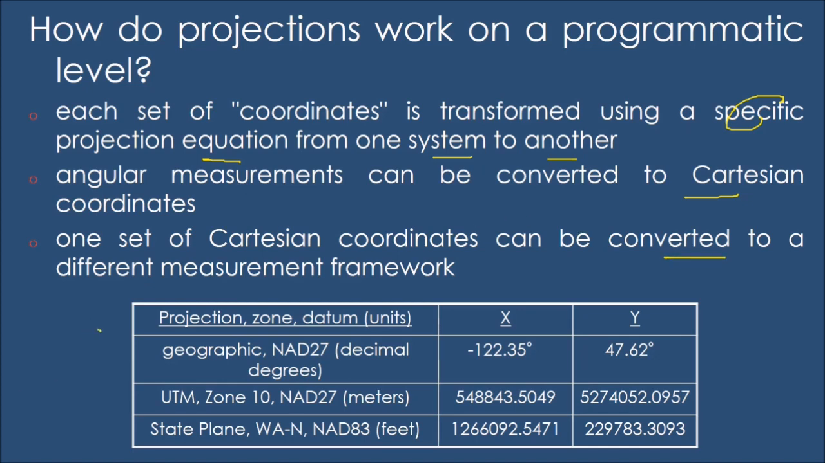So if this is a projection zone and datum, like geographic NAD27, or you say UTM zone 10 NAD27, or any other, say State Plane NAD83, then these are the X and Y values which you are getting. In geographic, the same value is represented in UTM like this, or in any other projection like this.